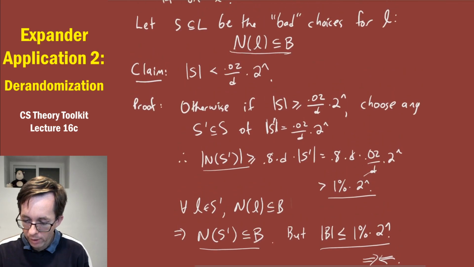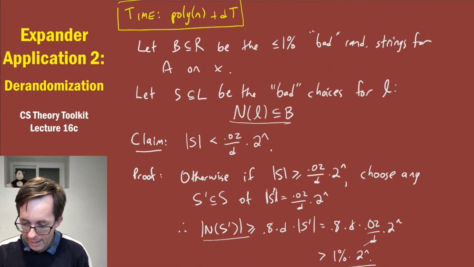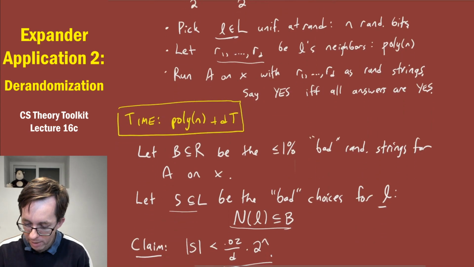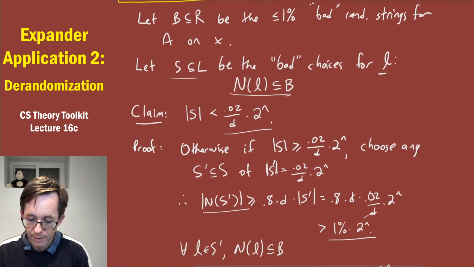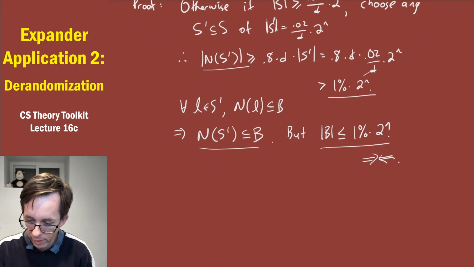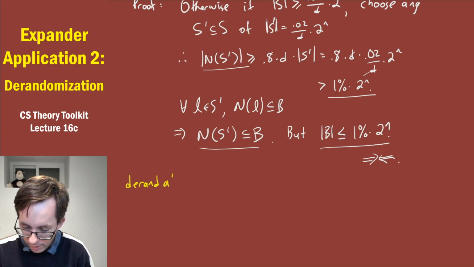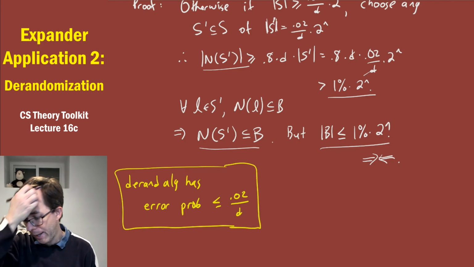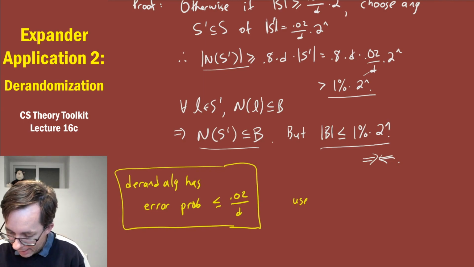So what do we finally conclude from this? This set S of bad initial choices little l is quite small. It's at most a 0.02 over D fraction of all initial l. So the failure probability, or wrongness probability, of our algorithm is bounded by 0.02 over D, the probability that the initial little l is in S. What we finally conclude is that the derandomized algorithm has error probability at most 0.02 over D. And this is great, because in particular, it only uses n random bits.